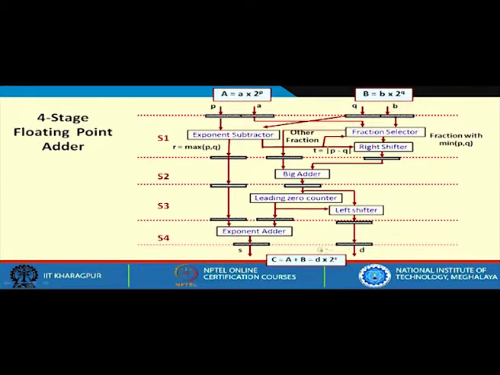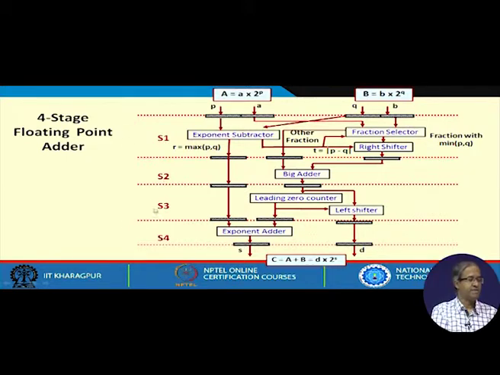Well, here I am not showing normalization, just simple floating point addition as a pipeline, and these small rectangular boxes are the latches. So, finally, you get the result and it is a 4 stage simple pipeline. Okay.